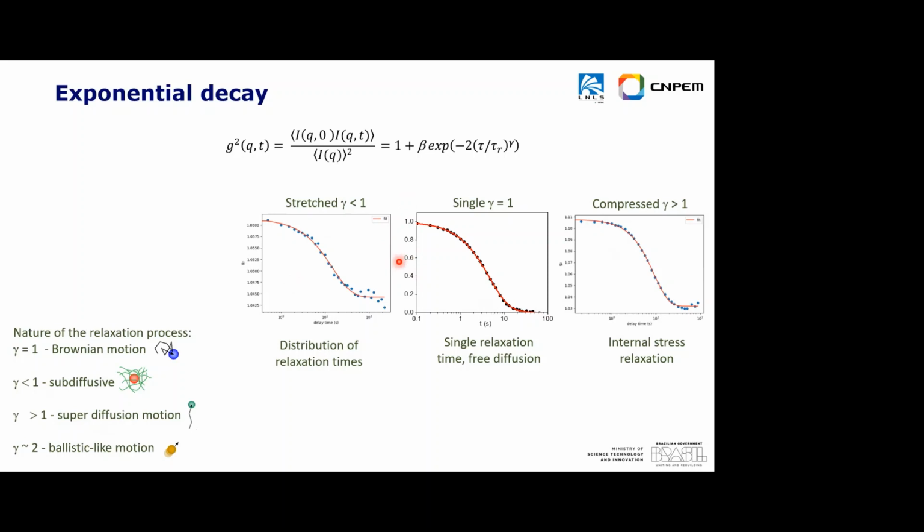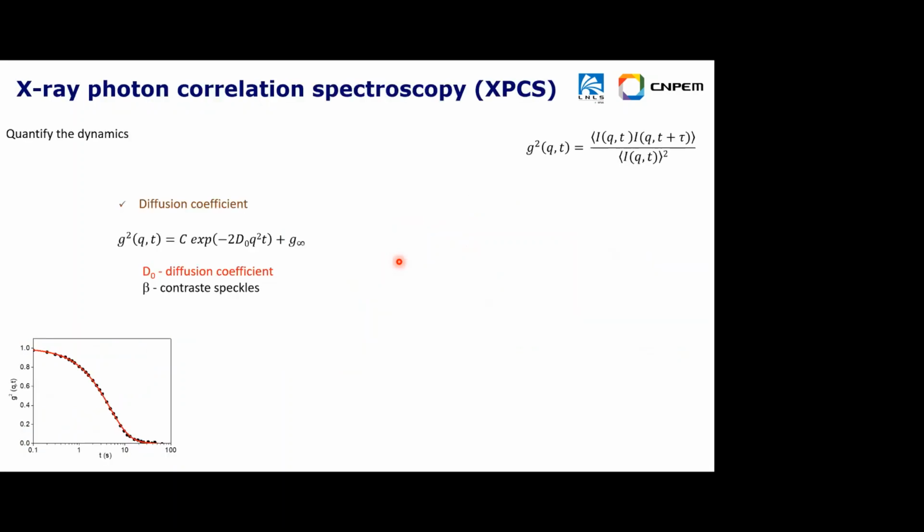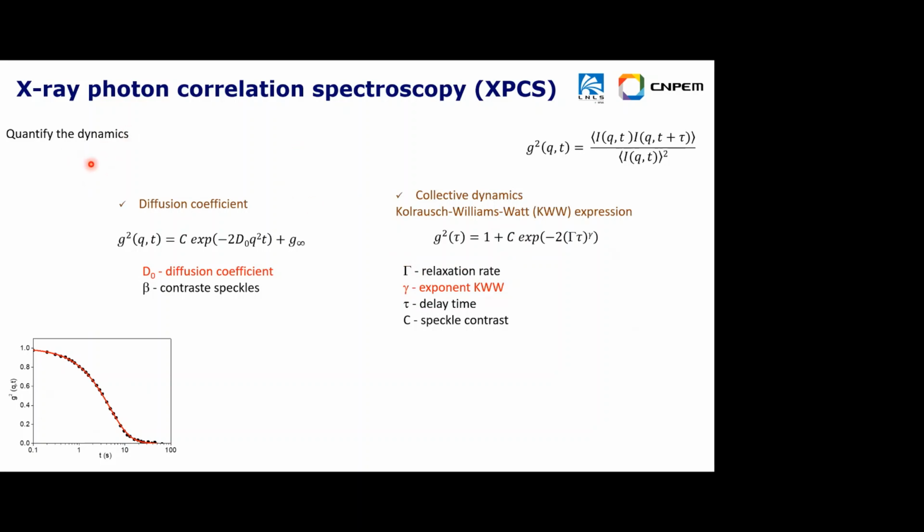So the most important results that we obtain with this technique are the relaxation time and also the nature of the relaxation process. As I told you, we can quantify these dynamics using different models. So, for example, we can obtain the diffusion coefficient, and then we can obtain more information about the hydrodynamic radius, for example. And we can also use this expression to obtain the information about the gamma exponent and also the relaxation rate, the relaxation time.